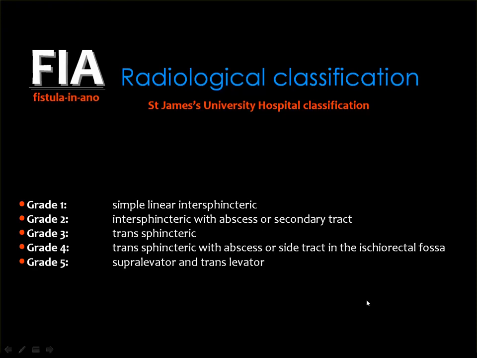They consider that the intersphincteric simple one-line fistula is grade 1. And if the intersphincteric fistula is associated with side branches or abscesses, it is considered grade 2. Then the simple transsphincteric fistula is grade 3. If the transsphincteric fistula is associated with abscesses or side tracts, this is grade 4. The suprasphincteric, the supralevator or translevator is grade 5.